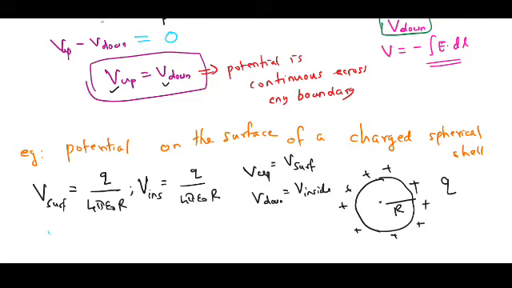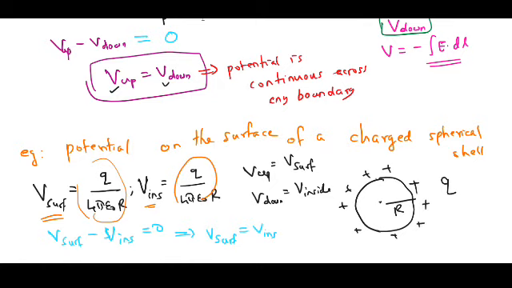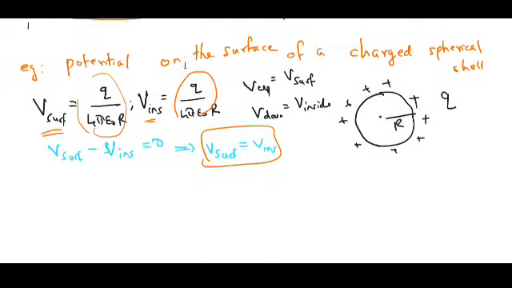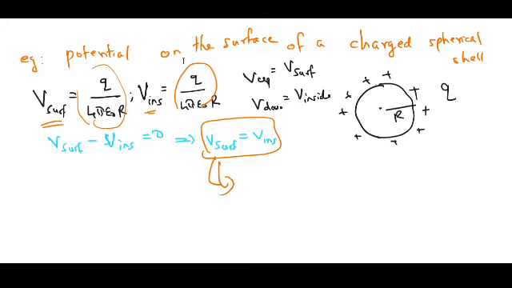We know the boundary condition: V surface minus V inside is equal to 0. That is, V surface is equal to V inside. We have the same relation. Therefore, this boundary condition that we have derived for the electric potential is exactly true. What conclusion can we write? Potential is continuous through the surface of the charged spherical shell.